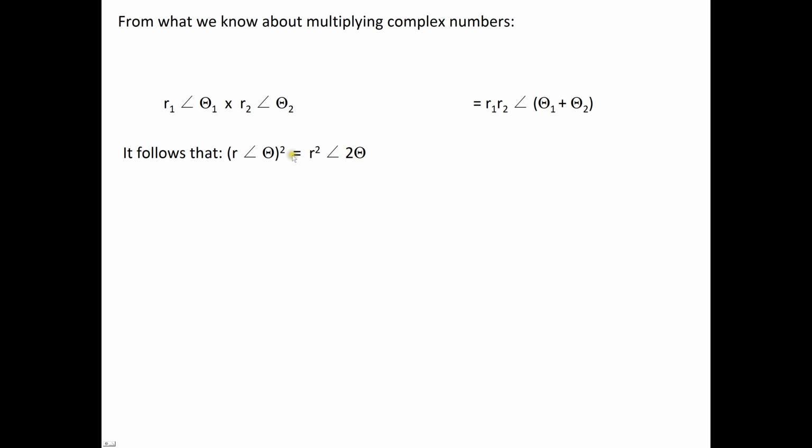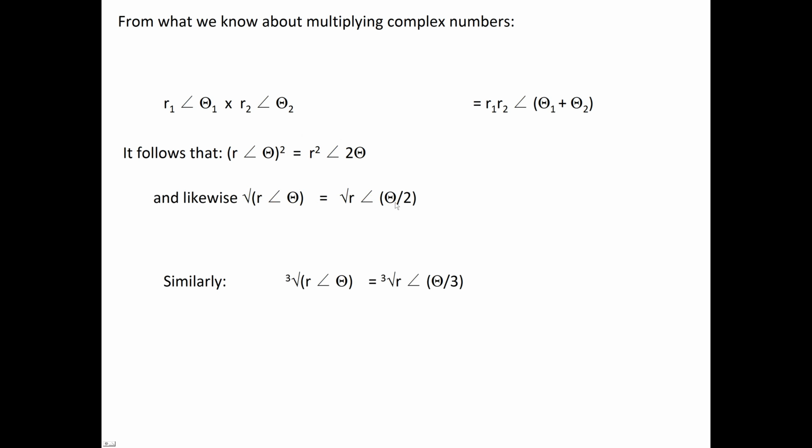So if we want to go the other way and take the square root, then we can see that the square root of a complex number expressed in polar form, R angle theta, would simply be the square root of the magnitude with the angle theta over 2.